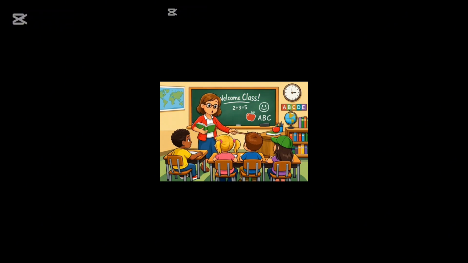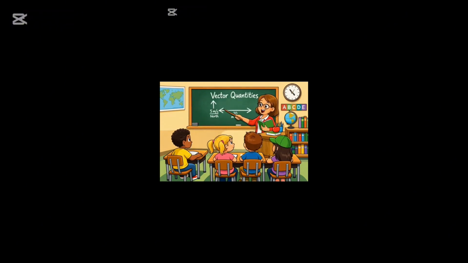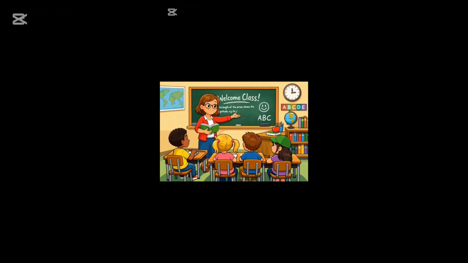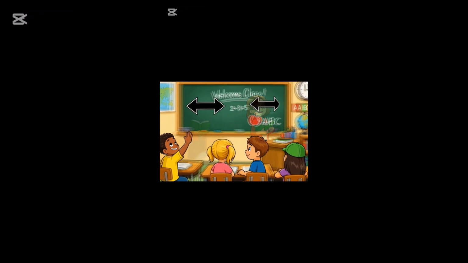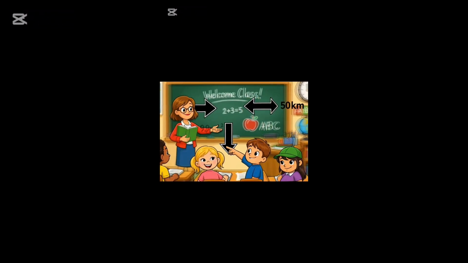Okay, class, let's move on. Now, vector quantities have direction. Like arrows? Exactly. The length of the arrow shows the magnitude, for example, the size of the force in the first arrow. So a longer arrow means a bigger force? Exactly. All right, class, let's look at some directions. Like this arrow? Yes, this one is for speed, 50 kilometers. And this one is gravity.